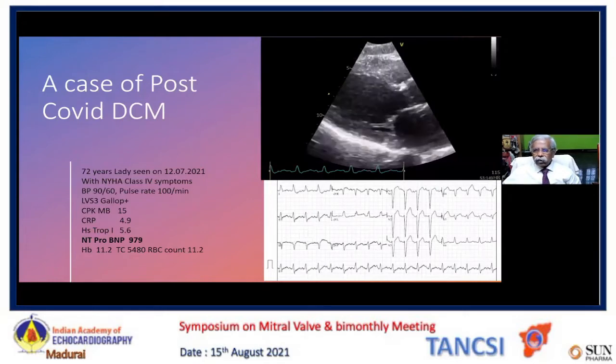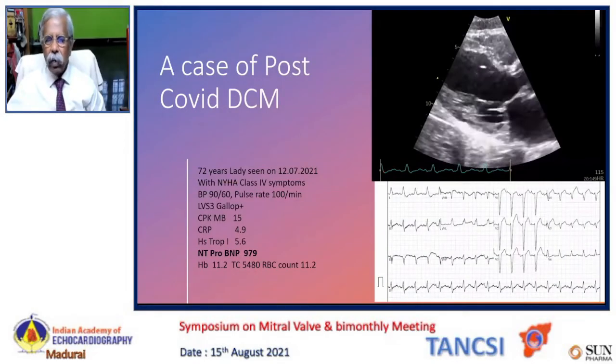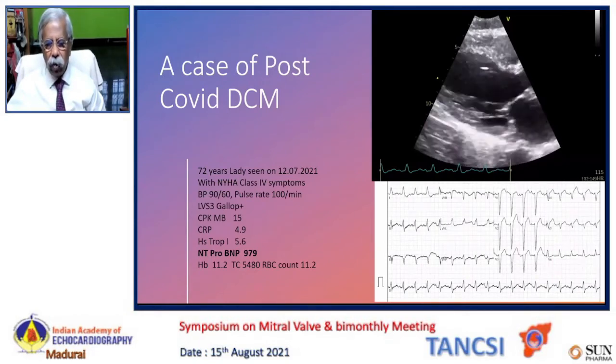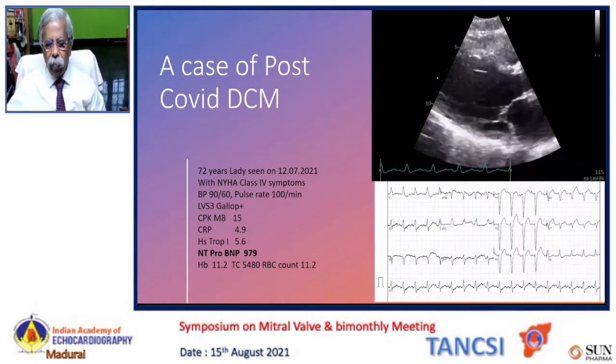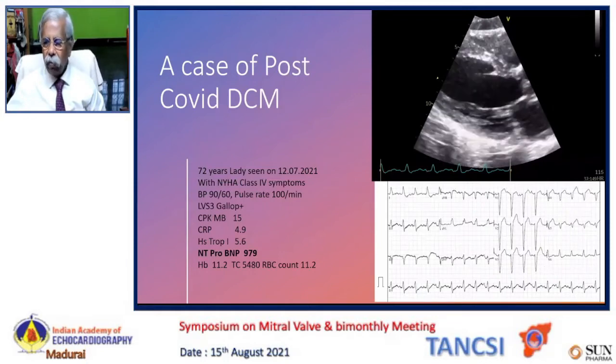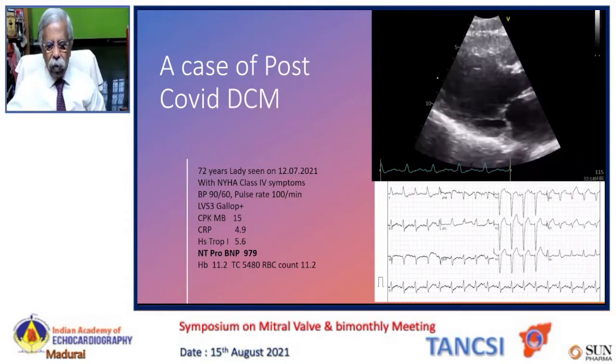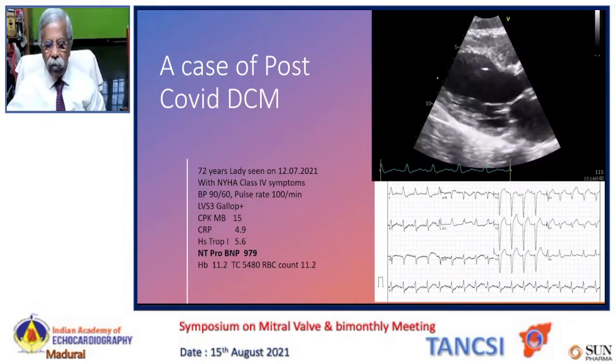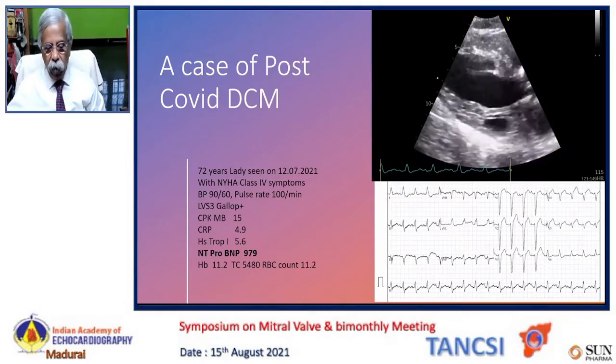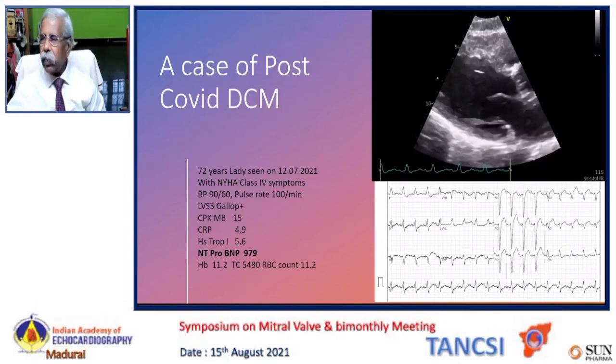This is a 72 year old lady seen with NYHA class 4, BP of 170/90 and 60, and pulse rate of 100, dominant LV S3, CPK-MB of 15, CRP 4.9, high sensitivity troponin I 5.6, NT-proBNP 979, hemoglobin 11.2, total count 5,800.